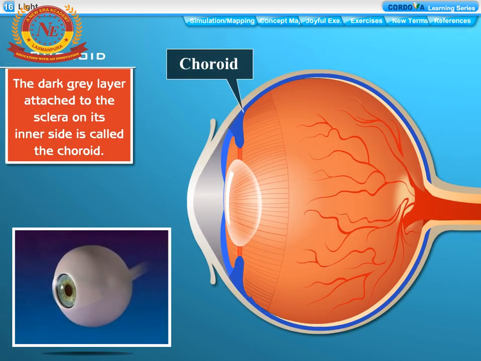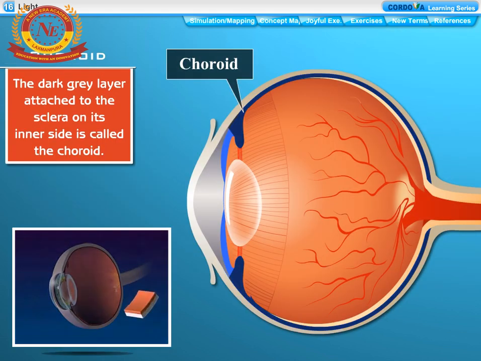Choroid. The dark grey layer attached to the sclera on its inner side is called the choroid. It is richly supplied with blood vessels. It darkens the eye from inside and hence prevents any internal reflection.